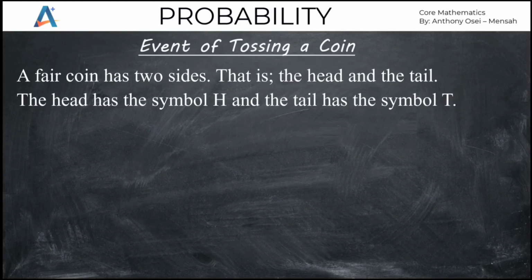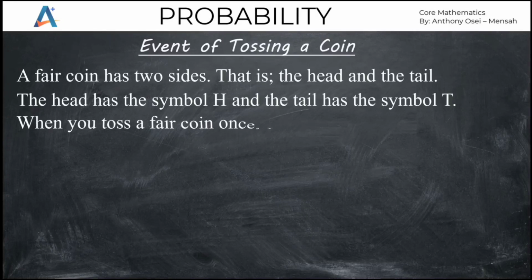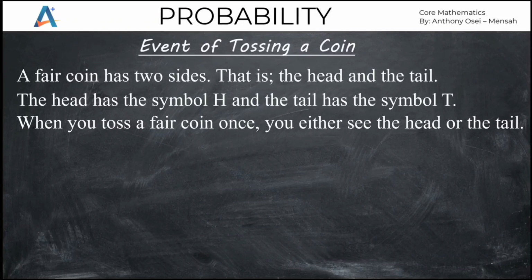So when you toss a fair coin once, you either see the head or you see the tail. That shows that the number of sample space, or the total number of occurrences, should be two, because a head or a tail can be shown. So we are saying two things can show, the head or the tail. That makes the sample space two. So now the possible outcomes will be head or tail. That means whoever tosses a coin could see the head or could see the tail if the person tosses the coin once.